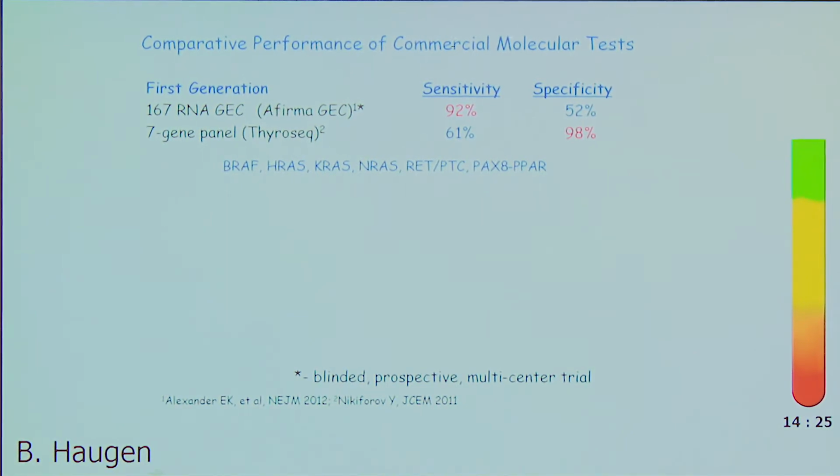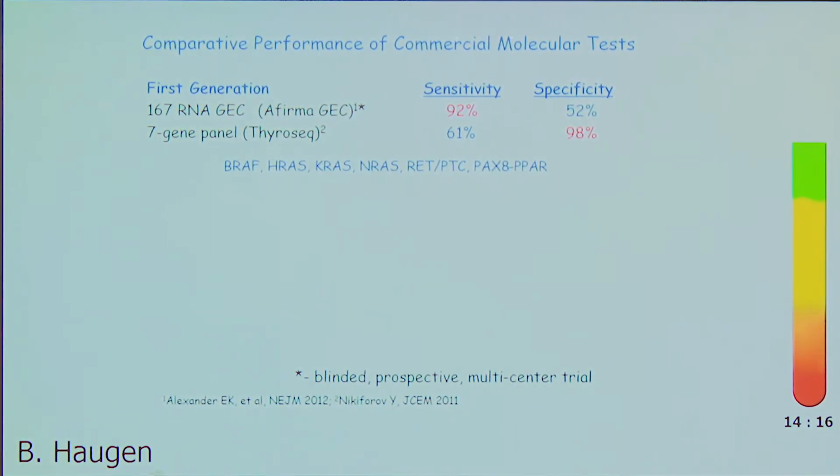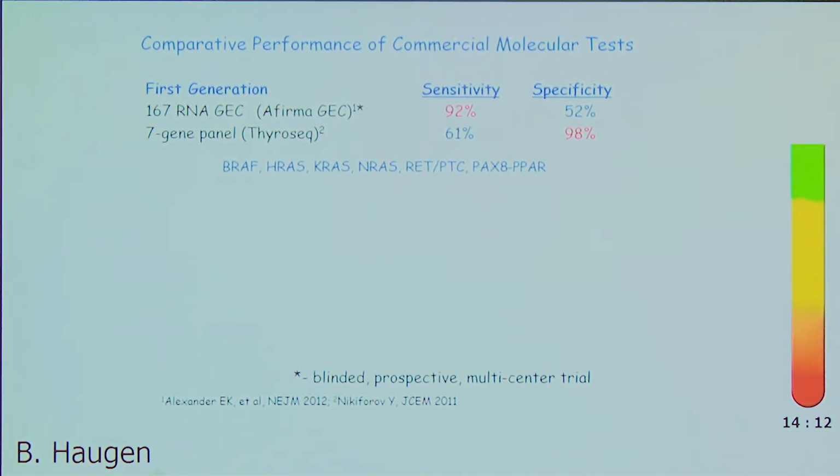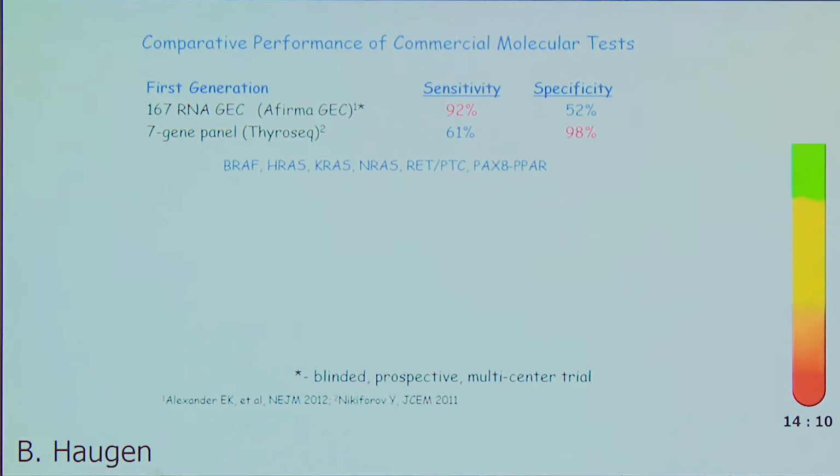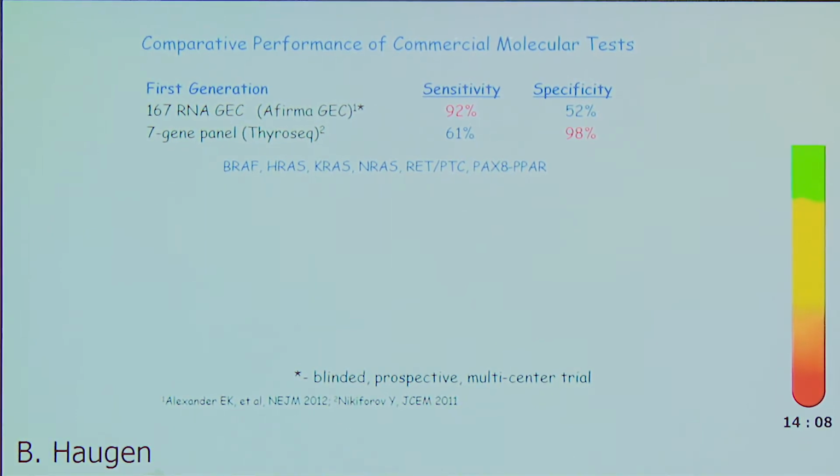So what about these tests? And what I want to do, and I think we all now know when we talk about negative and positive predictive value and sensitivity and specificity, if we want to compare different studies, we have to look at sensitivity and specificity primarily, because those are independent of the prevalence of the cancer in the population.